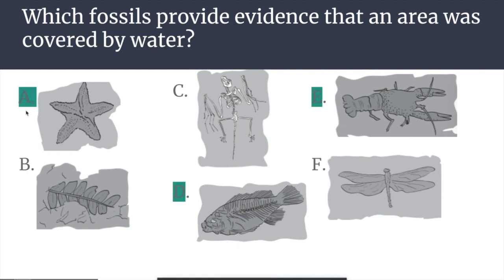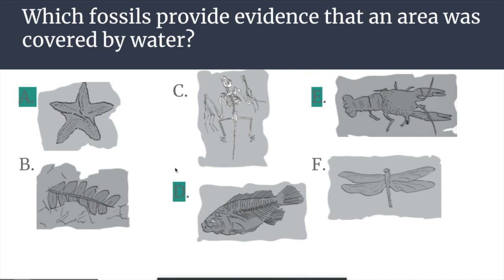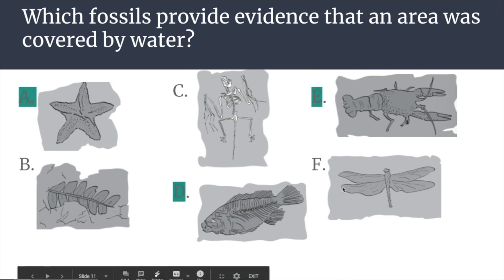If you picked A, the one next to the starfish, D, the one next to the outline of a fish, and E, the one of the imprint of a lobster, that is correct. As we know, these are animals that we typically find in ocean water, so that tells us that an area could possibly once have been inhabited by an ocean and all the different ocean animals.